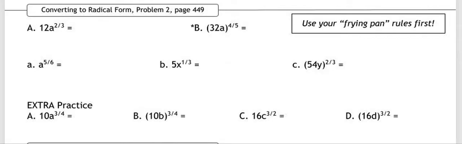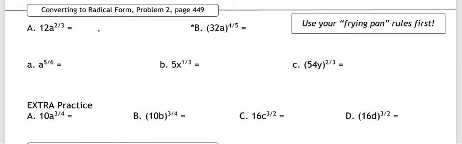Hello students, we're back with converting to radical form. So now we're going to go backwards and they're going to be given to us in exponential form and we're going to rewrite them with roots. So basically almost all of your problems are going to end up with a radical sign. Let's just figure out what stays inside the radical sign and what makes it out.